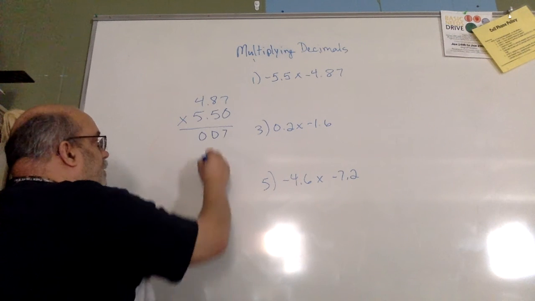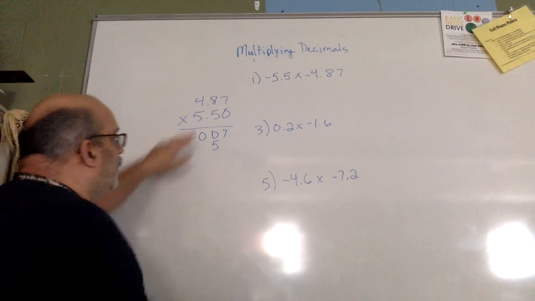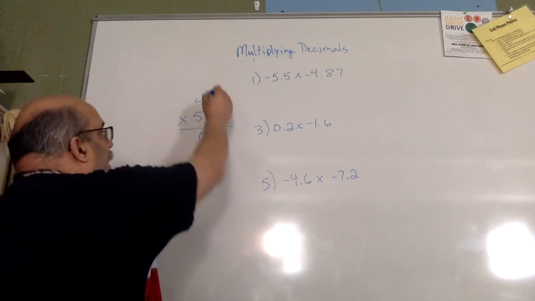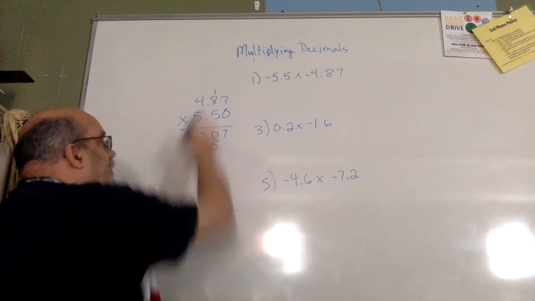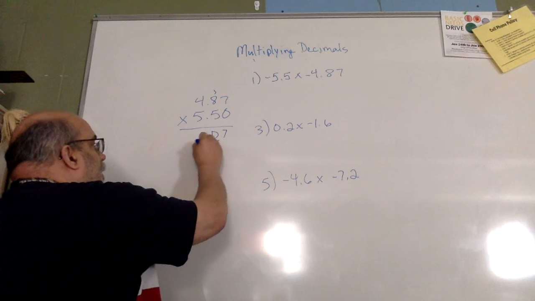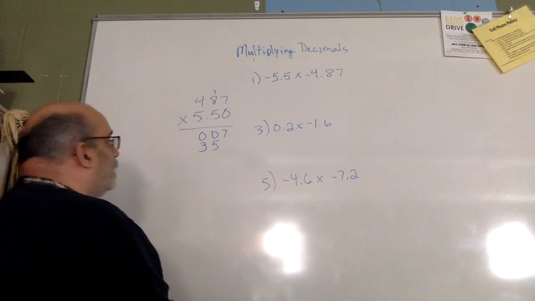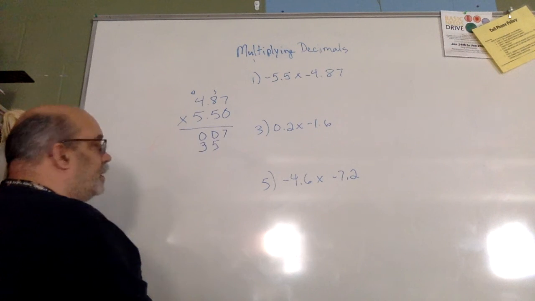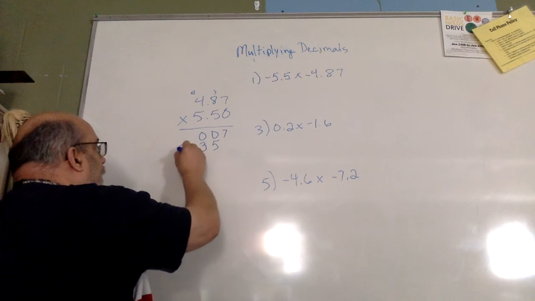5 times 7 is 35. We place it underneath the 5. Carry the 3. 5 times 8 is 40. Plus 3 is 43. Carry the 4. 5 times 4 is 20. Plus 4 is 24.